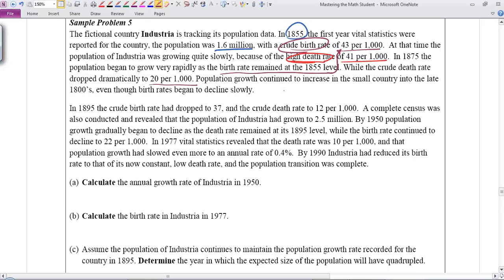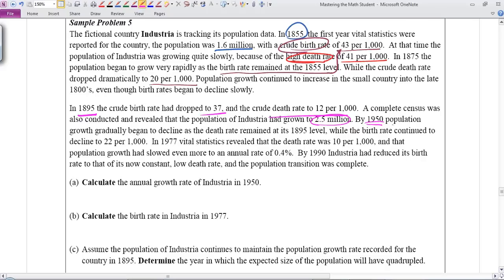So something happened. Got less infections, better health care, maybe new drugs, new antibiotics, antiseptic techniques were coming around about that time period, etc. So population growth continued to increase in the small country into the late 1800s, even though the birth rates began to decline slowly. So in 1895, the crude birth rate had dropped to 37, the crude death rate to 12 per 1,000, and a complete census was also conducted and revealed that the population of Industria had grown to 2.5 million.